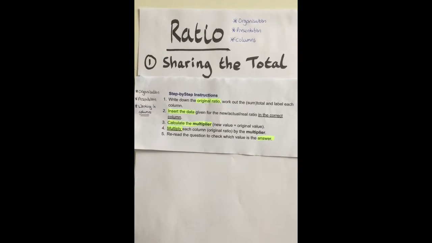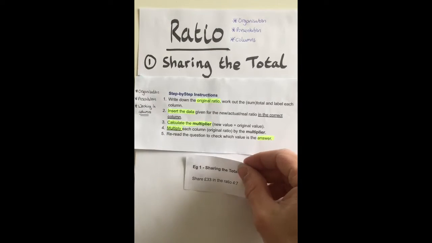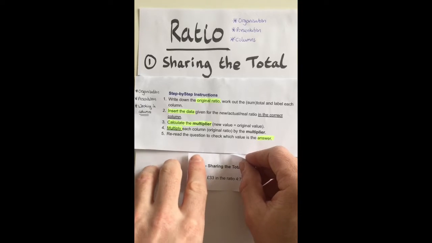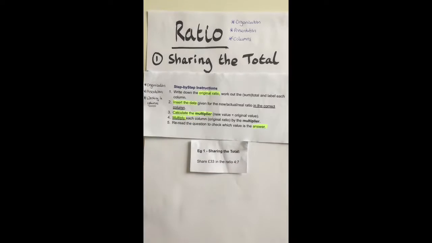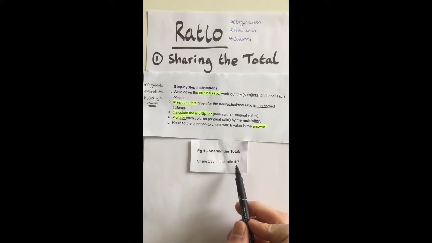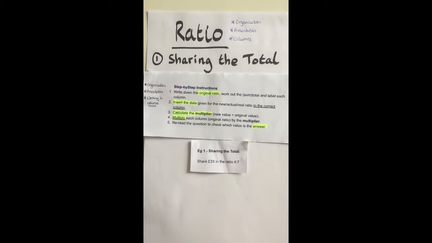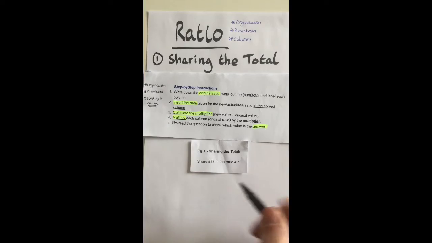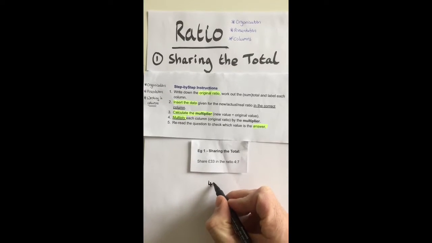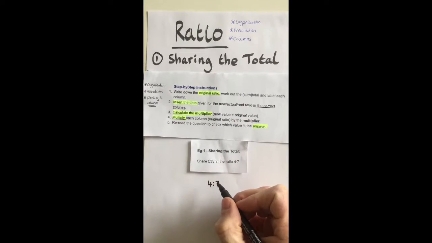Ratio, sharing the total. Here's an example of a question you're likely to see in the Core Maths textbook exercise, and it says share £33 in the ratio of 4 to 7. So what's the first thing we do? We write down the original ratio. There we are, 4, 7.